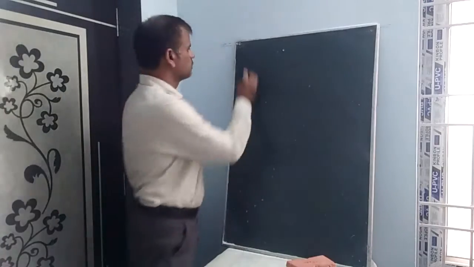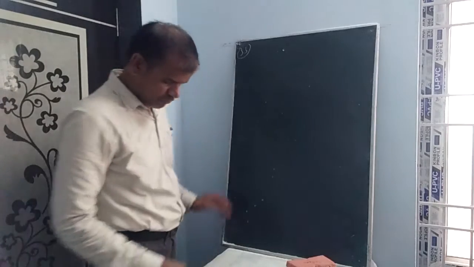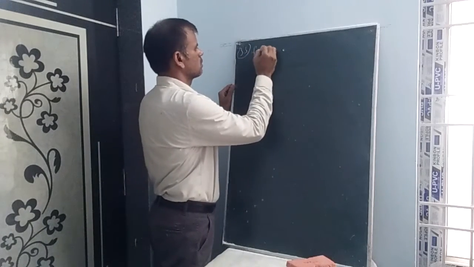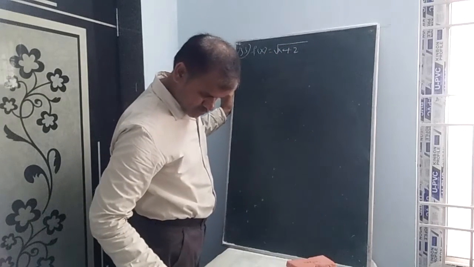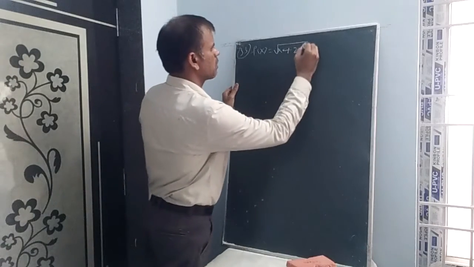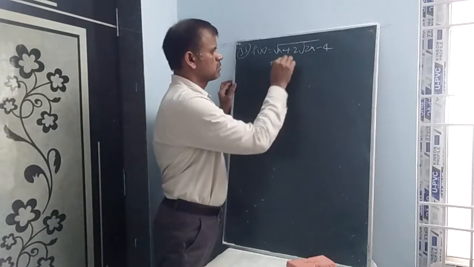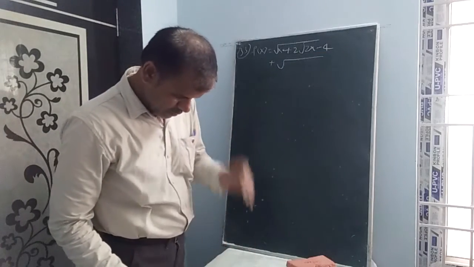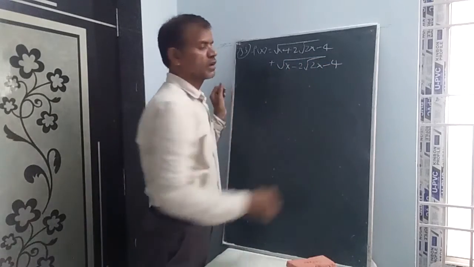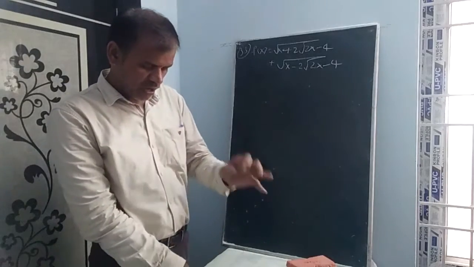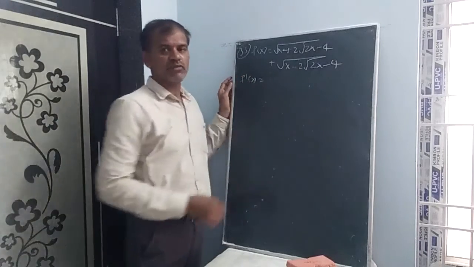Now 33. f of x equal to square root of x plus 2 into square root of 2x minus 4, plus square root of x minus 2 into square root of 2x minus 4. Differentiable on which one here? Now let us write this one as f dash x.